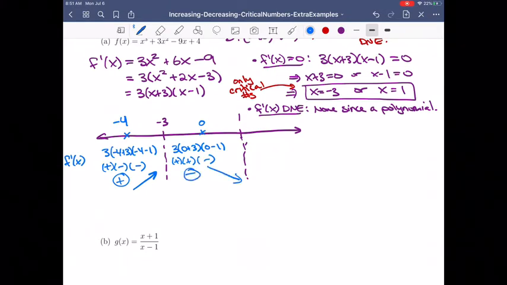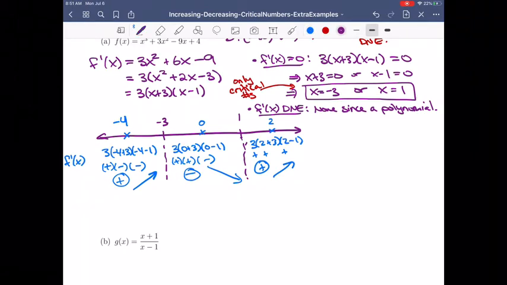Something bigger than 1, let's say 2. So it's 3 times 2 plus 3 times 2 minus 1. Now all 3 of these factors are positive, so I'm going to get a positive, which means I'm going to be increasing on that interval.